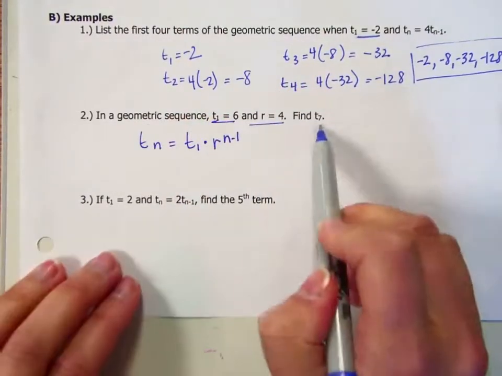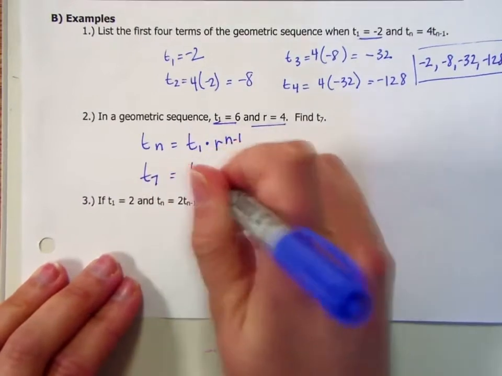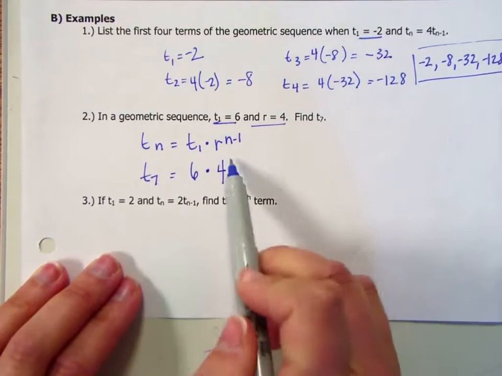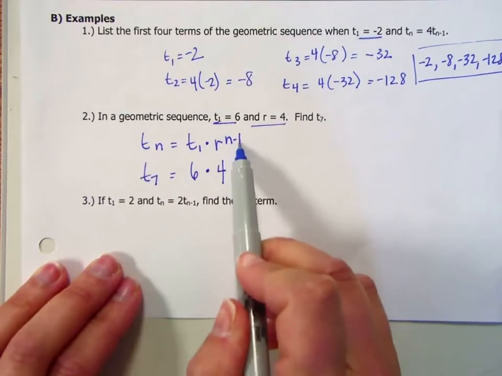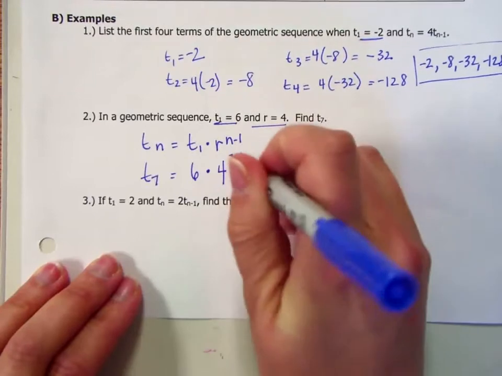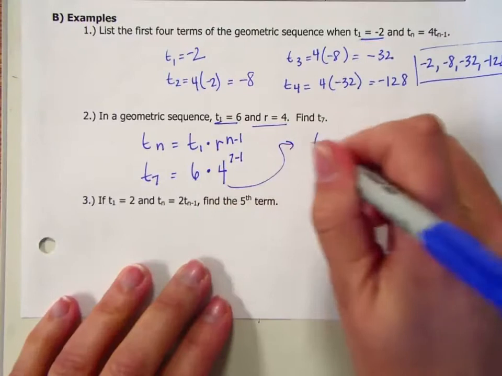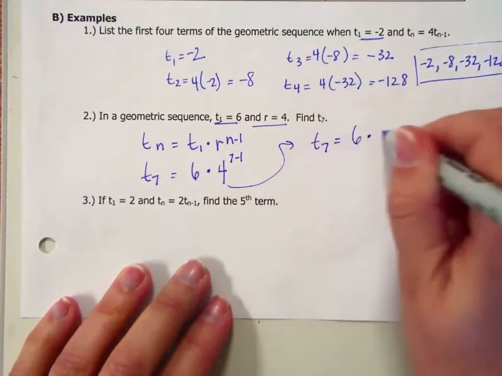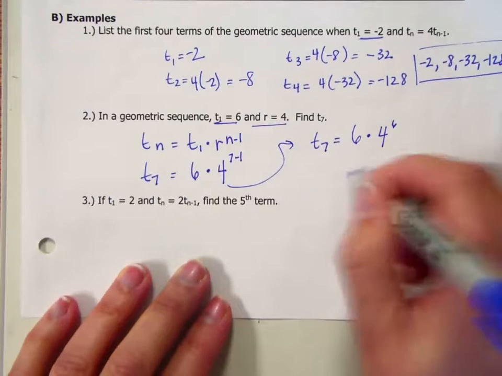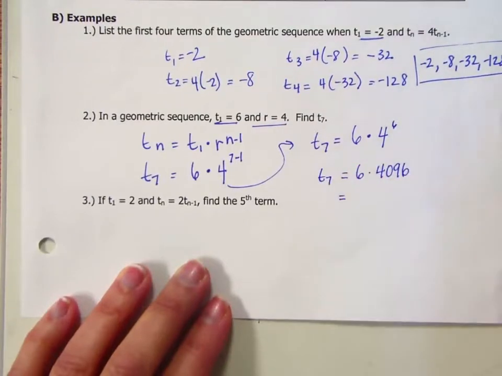I'm trying to find t sub 7. The first term is 6 times, the common ratio is 4, to the power n minus 1. If I'm looking for the seventh term, then 7 is my value of n. So let's simplify from there. t sub 7 equals 6 times 4 to the 6th. 4 to the 6th is 4,096. And then multiply that by 6.